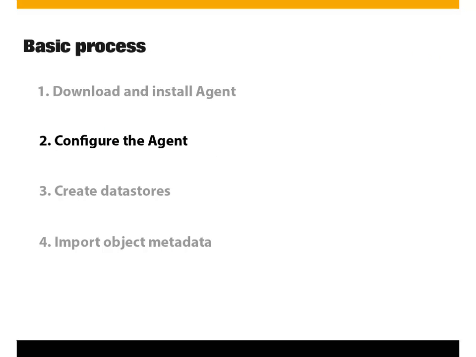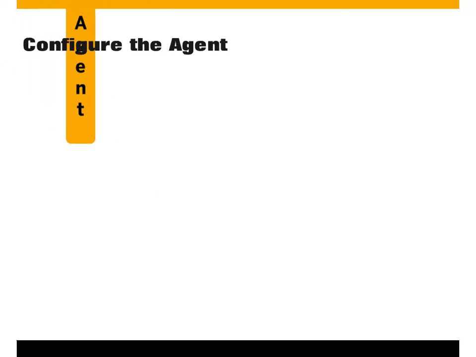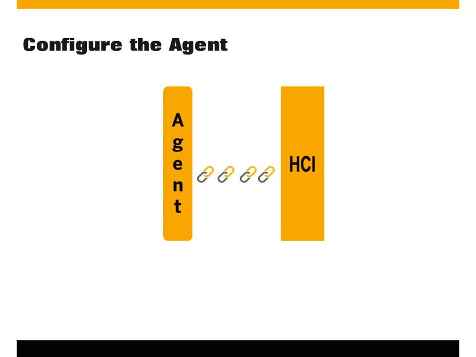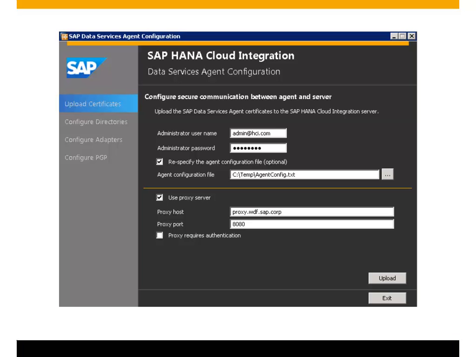Now that the agent installation is complete, you can configure the agent. Configuring the agent links it to your HANA Cloud Integration organization. You can choose to configure the agent immediately after installation or by running the agent configuration program at a later time. To configure the agent, you will need to provide HANA Cloud Integration username and password and proxy configuration details.